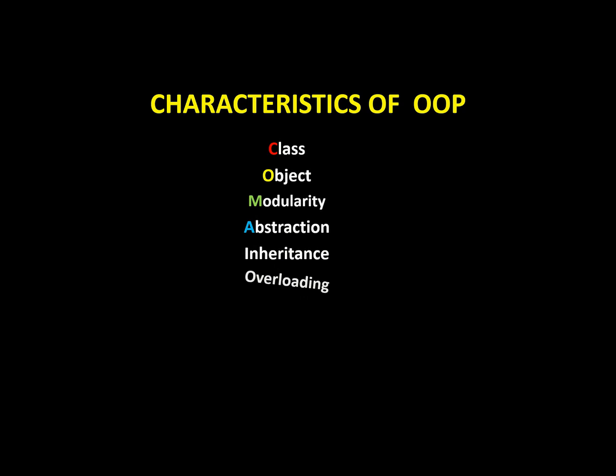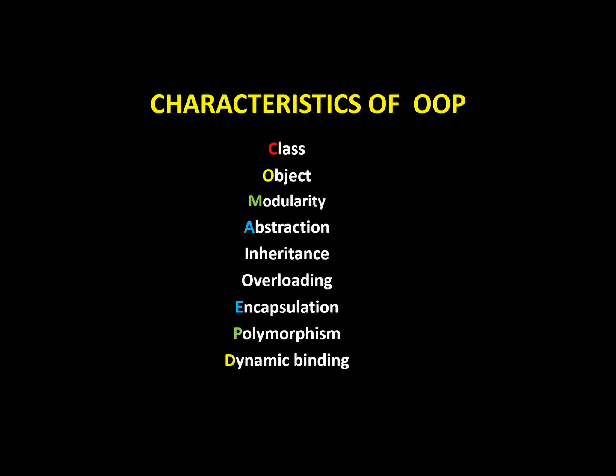Characteristics of OOPS. There are 10 characteristics of OOPS. First one, class, object, modularity, abstraction, inheritance, overloading, encapsulation, polymorphism, dynamic binding. The last one is message passing. Let us understand one by one with the example.